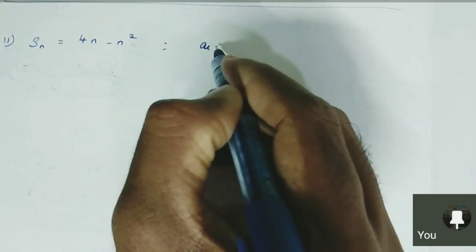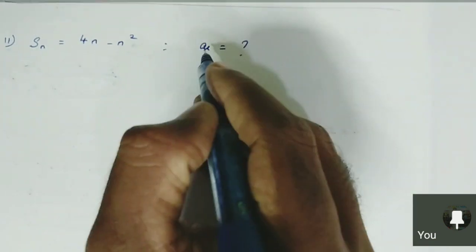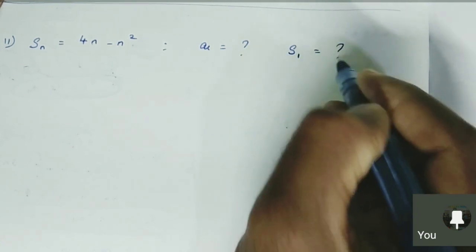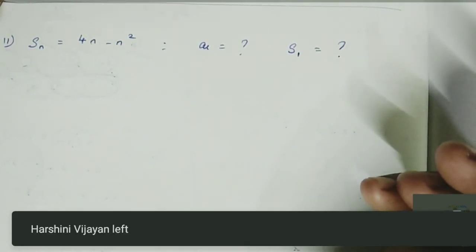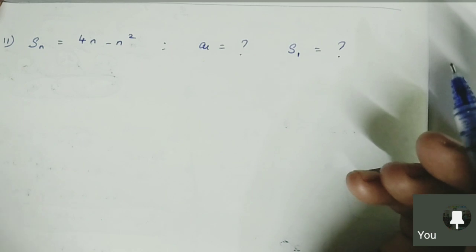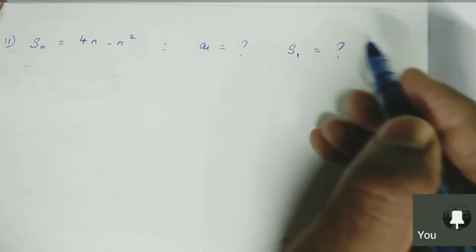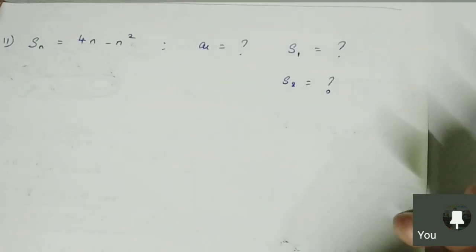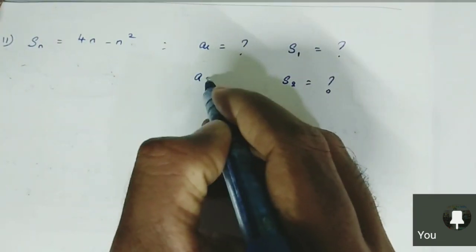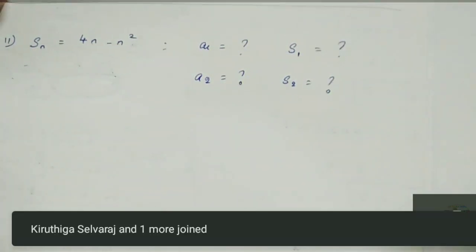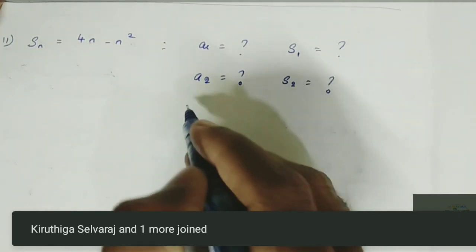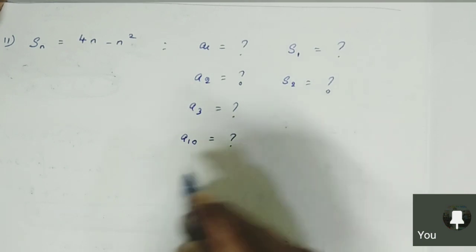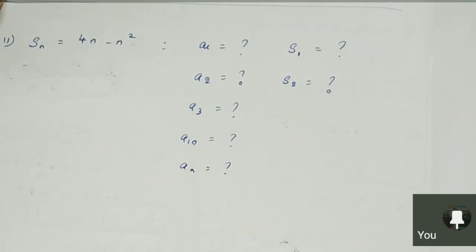So first term, they are asking what is the first term? The sum of the first term is S1. That is also they are asking. Are you clear? Next, what is the sum of the first two terms? That is S2. And what is the second term? So A2 also they are asking. Next, similarly, A3, third term, A10, then An.